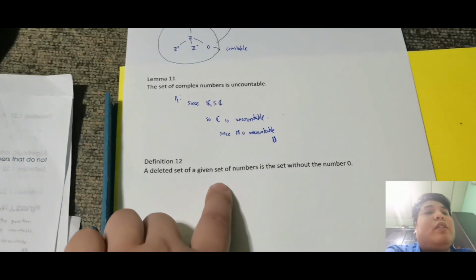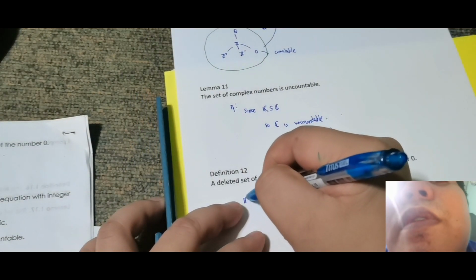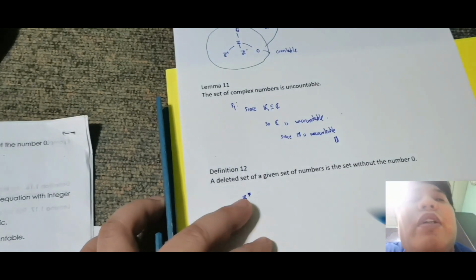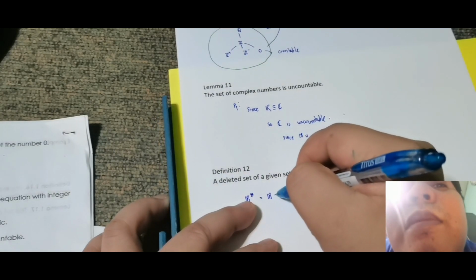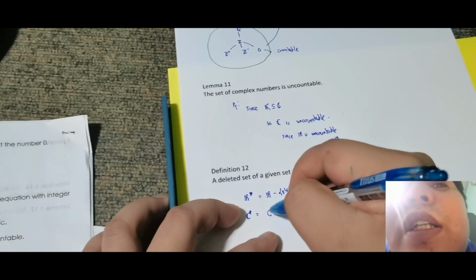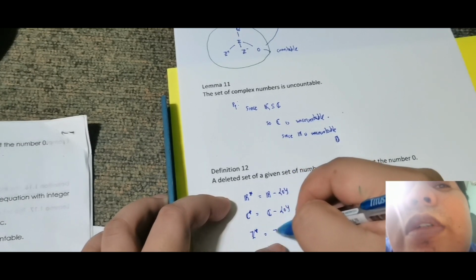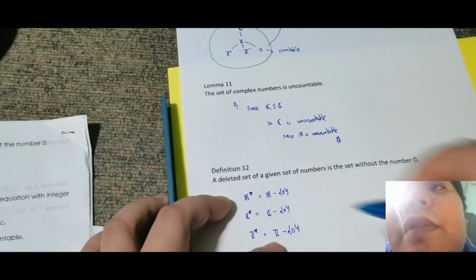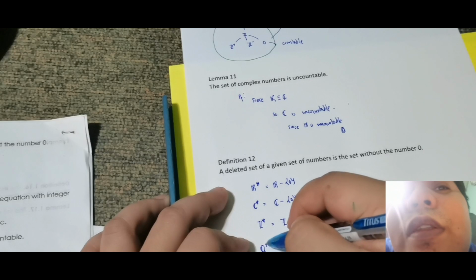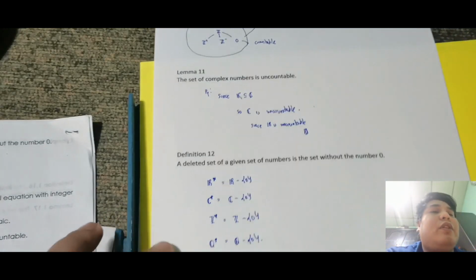Ngayon, definition number 12, last for this video. So, a deleted set of a given set of numbers is the set without the number 0. So, for example, ano ba example ng deleted set? Ito yung notion or yung symbol ng deleted set. So, for example, R asterisk. Pag nakita mo yung R asterisk, similar lang siya sa R minus the set containing 0. Pag nakita mo si complex asterisk, siya yung complex without the set containing 0. Pag nakita mo si Z asterisk, that is simply the set of integers minus 0. Okay, also si Q asterisk is equal to Q minus the set containing 0. Okay, so yun yung ibig sabihin ng deleted set.